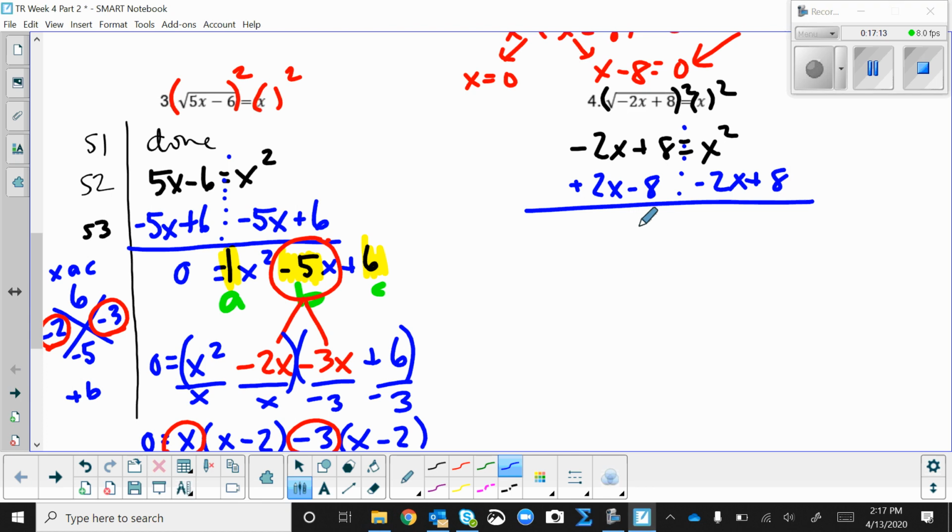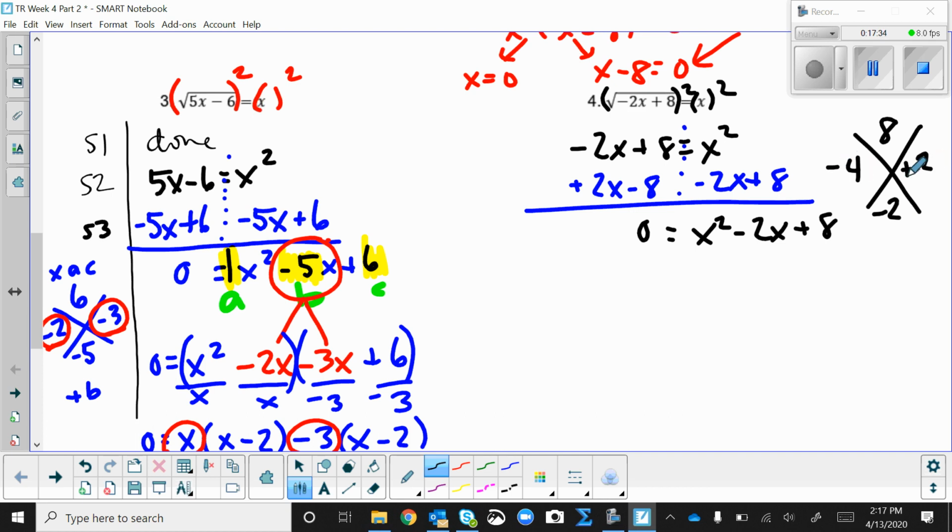So I have 0 equals x squared minus 2x plus 8. This is where we factor, so I need to know what multiplies to AC, which is 8, and adds to B, which is negative 2. And you should have had negative 4 and positive 2, so that it adds to negative 2. So going ahead with our grouping gives me this. And by the way, it doesn't matter if you write negative 4x in front of the 2x or vice versa. As long as your math is fine, you'll have the same answer.